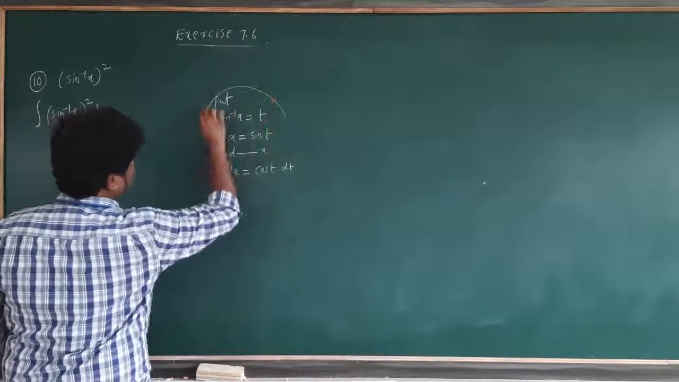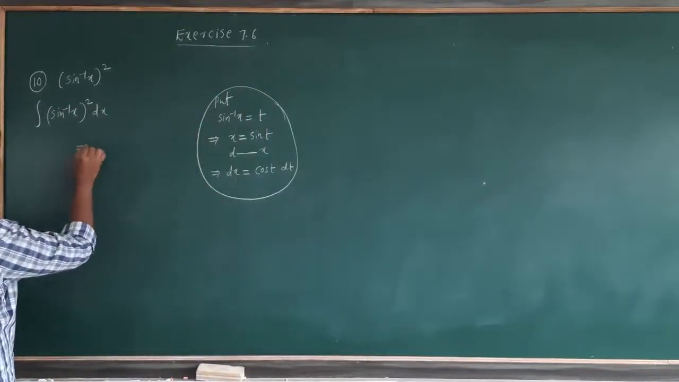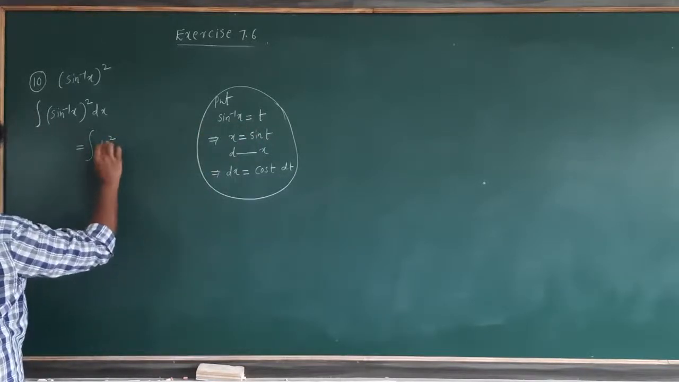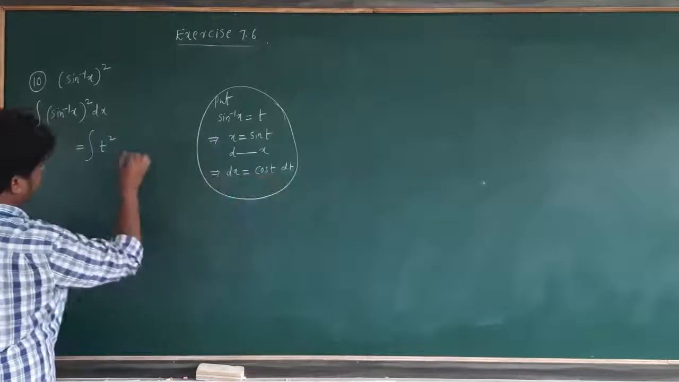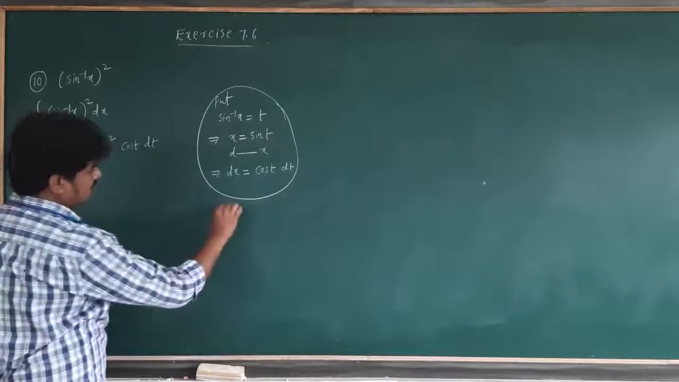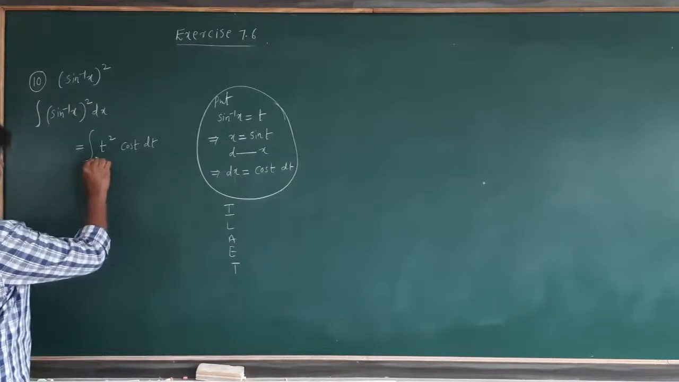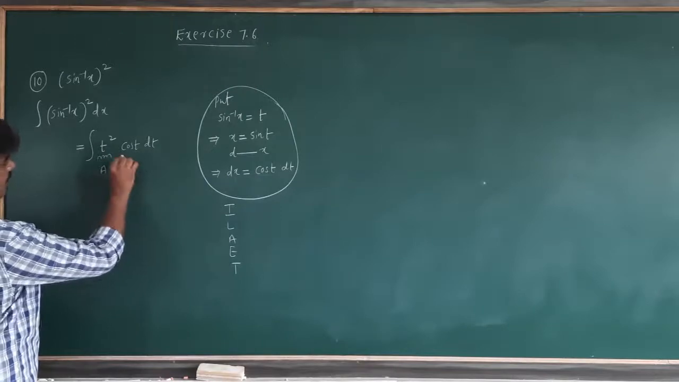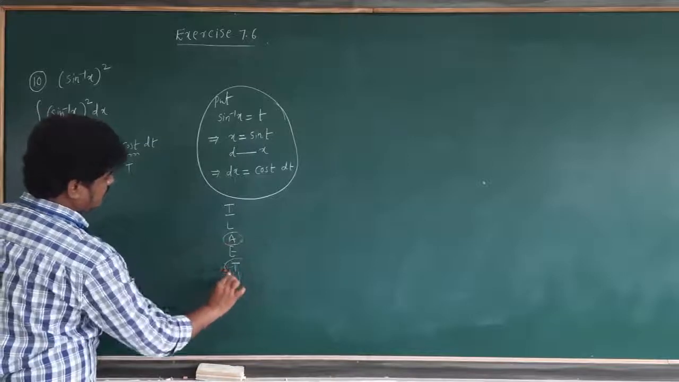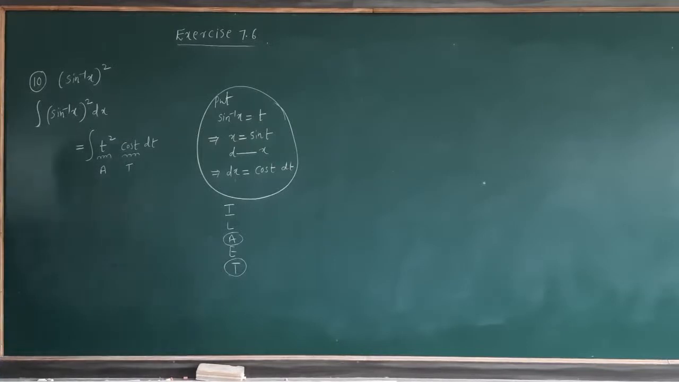Okay. Now this will be written like this. This is equal to the integral of sin inverse x means t, t square, dx means cos t dt, cos t dt. In the order ILATE, this t square belongs to algebraic and cos t belongs to trigonometry. It is the algebraic, it is the trigonometry. So first the algebraic, next the trigonometry, no need to change the order. Okay, so what do we get?